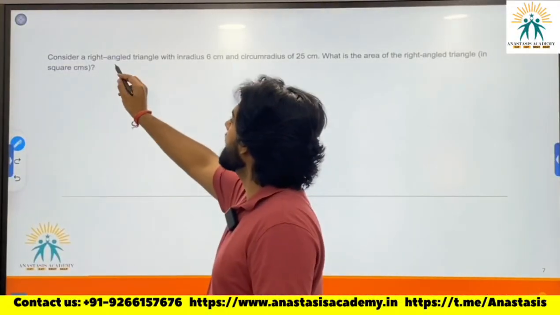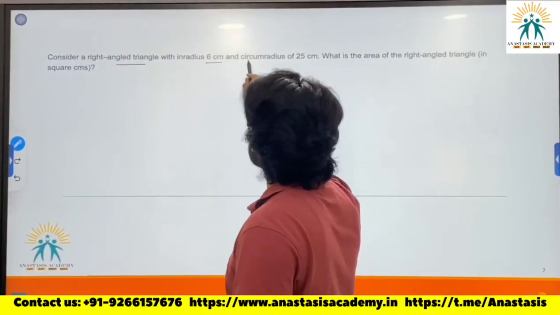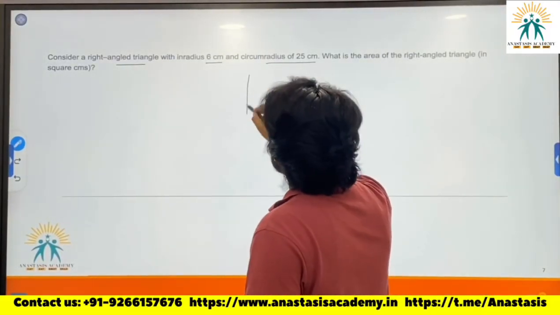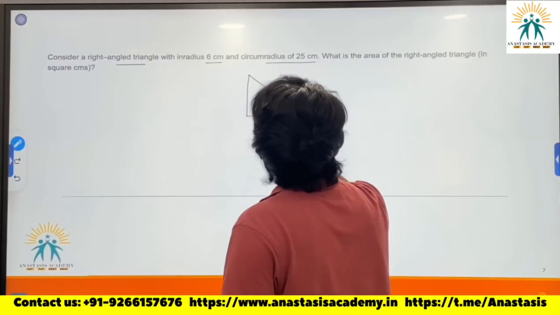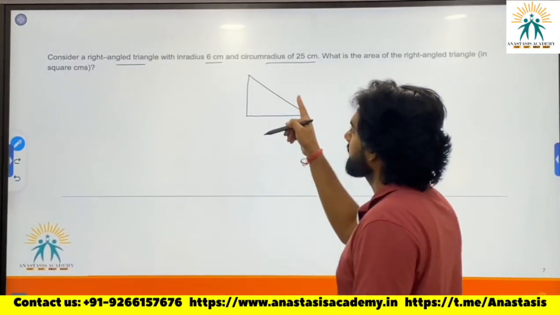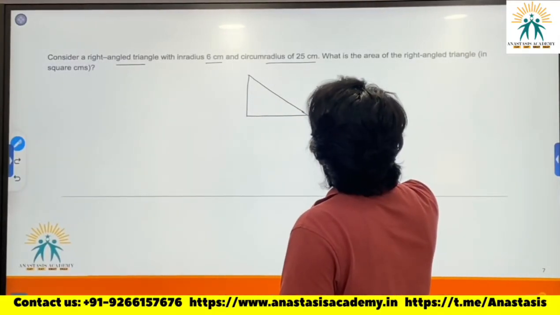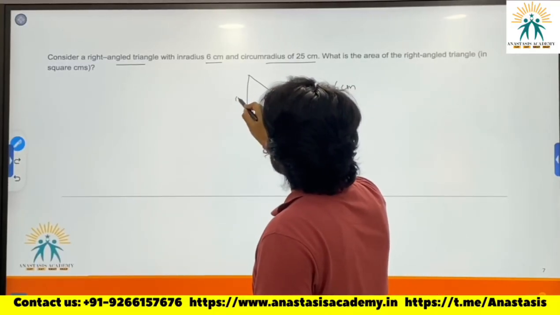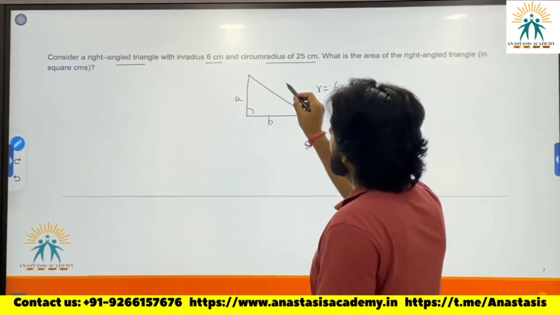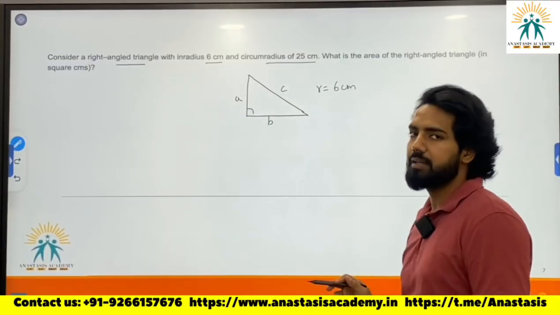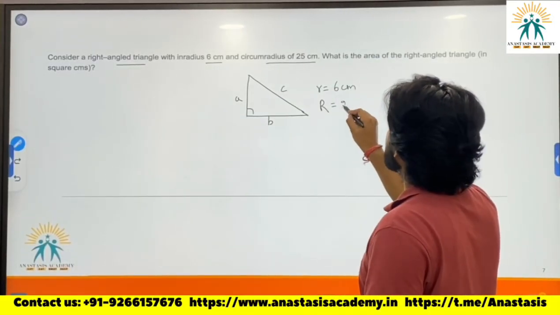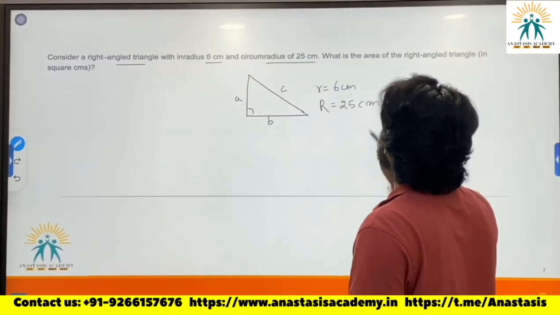Consider a right angle triangle with inradius 6 and circumradius 25 centimeter. So, a right angle triangle is given and its inradius is given as 6 centimeter. Let's assume the perpendicular sides are A and B, and this is the hypotenuse, that is C. And the circumradius, that is capital R, is given to me as 25 centimeter.